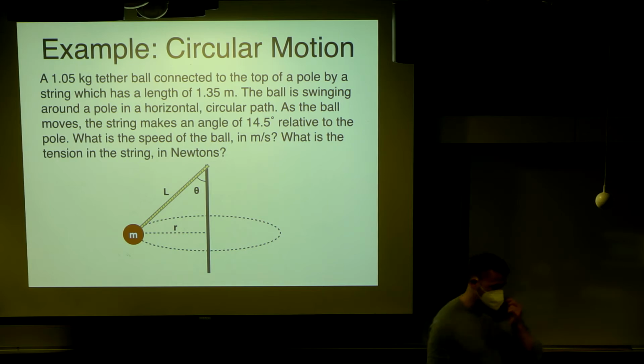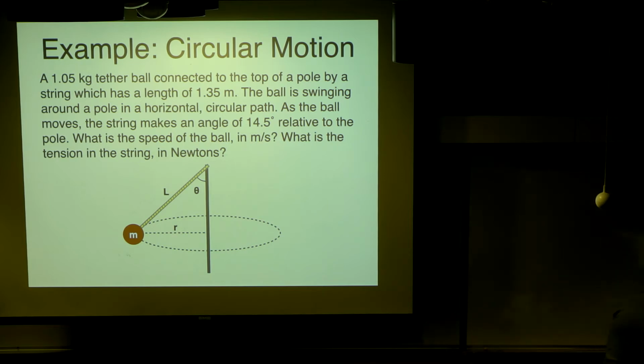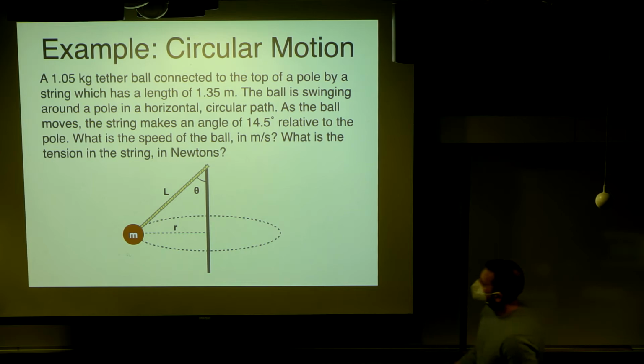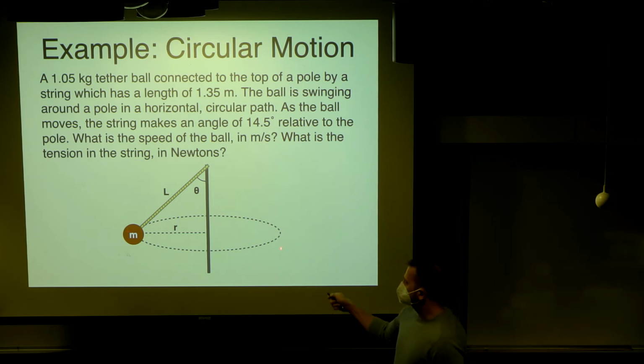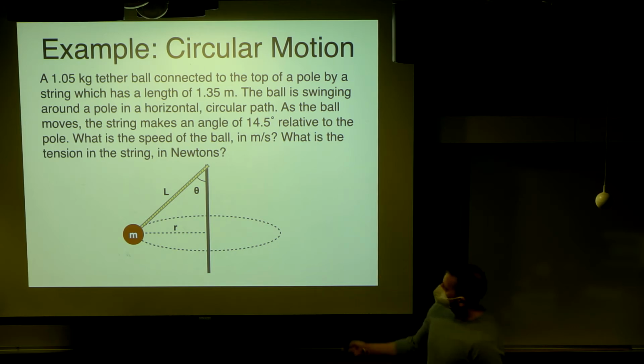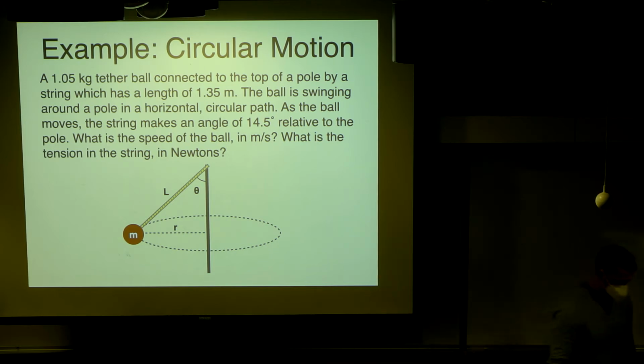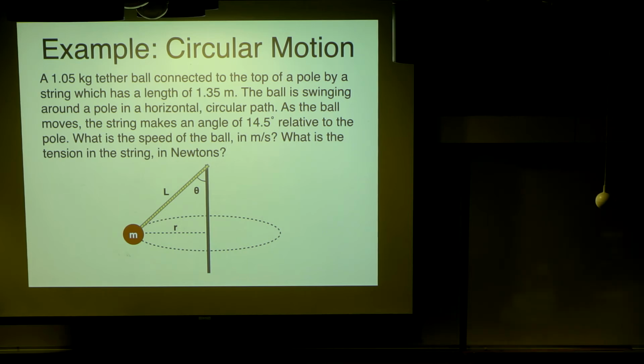So a couple questions. Number one, what is the speed of the ball in meters per second? How fast is it actually moving in this circle in order to make this kind of angle? And then secondly, what is the tension in the string? We'll answer both of these.